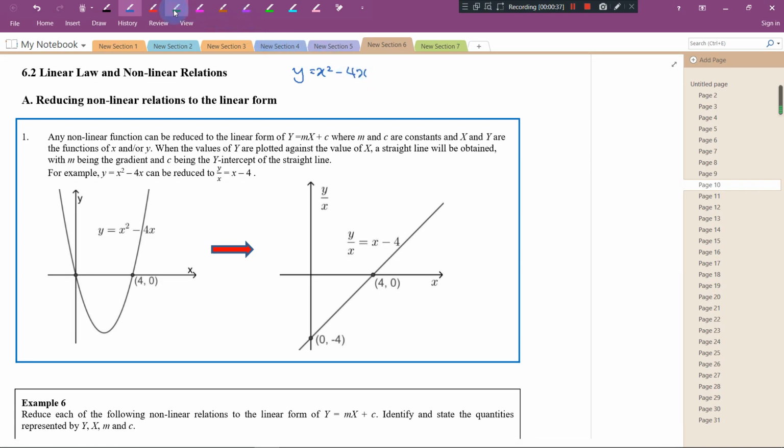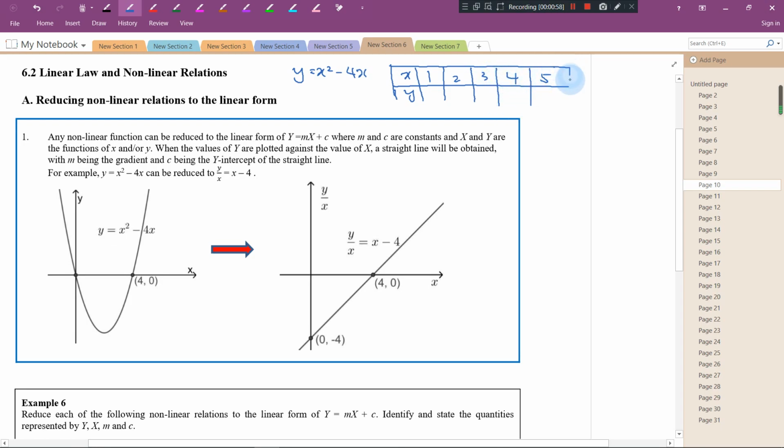I think it should be no problem. First, we construct a table. x, y. I think I will just show you 5 points: 1, 2, 3, 4, and 5. We need the value of y. After we get all the values of y, we plot the points and connect them together.